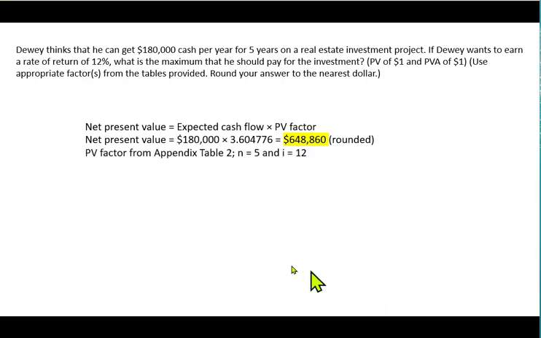Now, this problem was the present value of an annuity. You could have had the future value of an annuity problem. And the way you can tell the difference is you would set both of these little tables up. Net present value equals the expected cash flow times the present value factor. You would do that for both the present value table and also the future value table. And you'd have to ask the question, what formula would I use if I'm trying to find a formula where I know 2 of the 3 pieces?